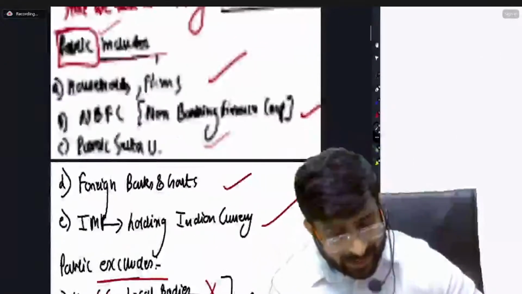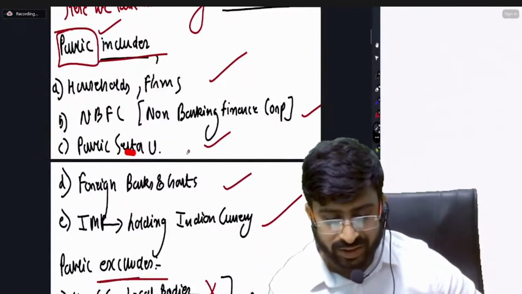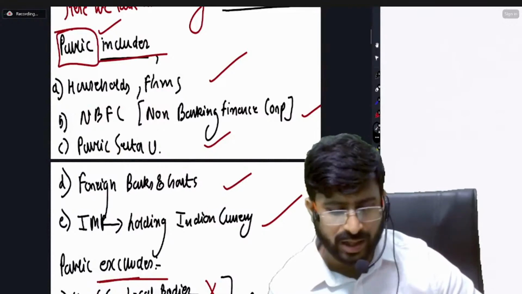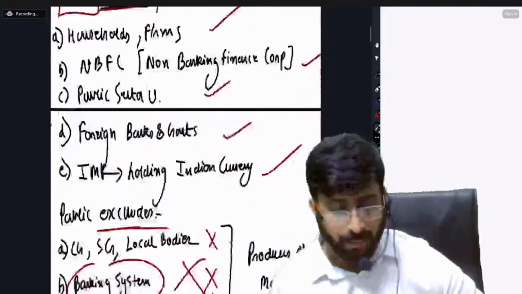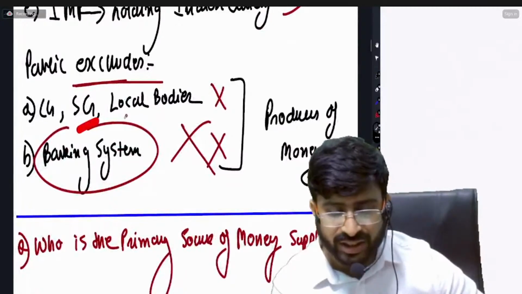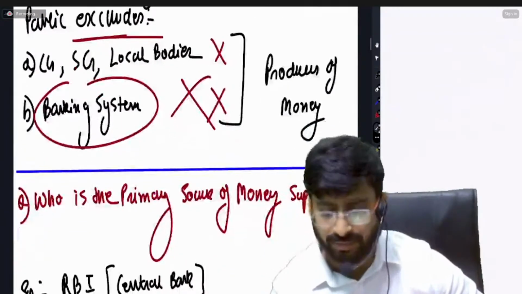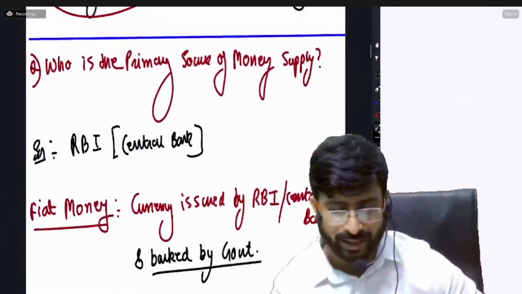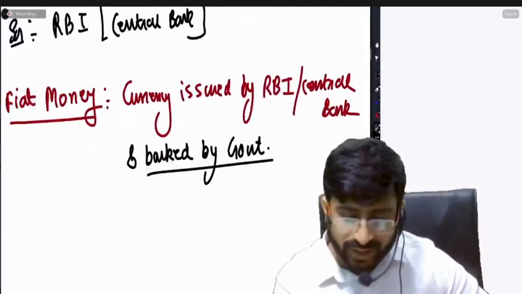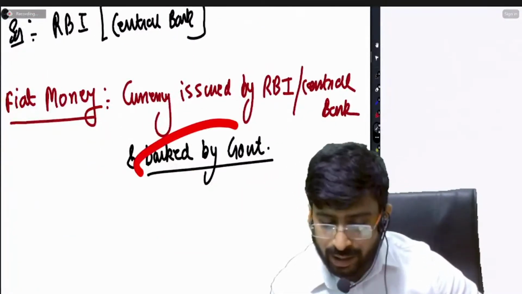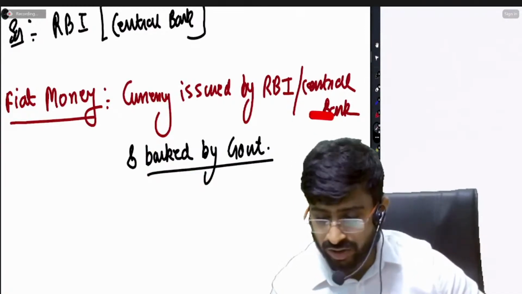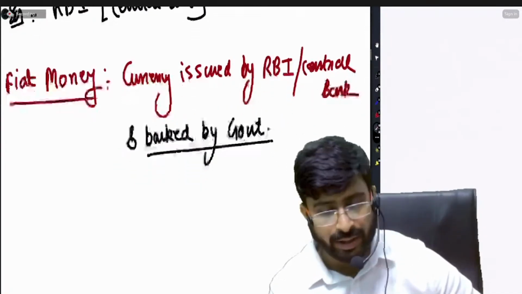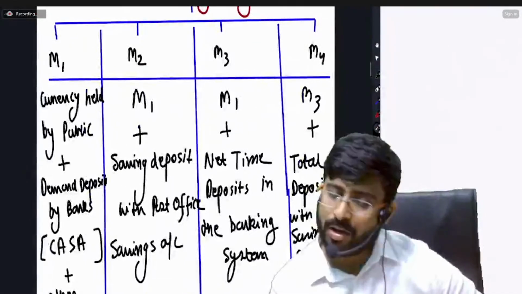Public includes the households, the firms, the NBFC, the public sector undertaking, departmental undertakings, foreign banks and governments, IMF. But it doesn't include the central government, the state government, the local bodies and the banking system, that is RBI and other commercial banks. What is fiat money? Currency issued by the RBI or the central bank and backed by the government is called fiat money.